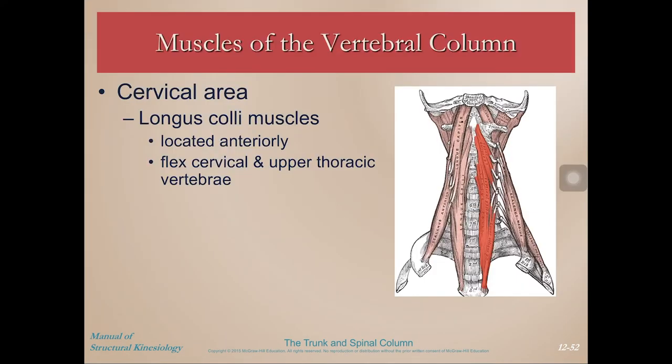Okay, muscles of the vertebral column. What we just looked at were muscles that move the head and also maybe the cervical region, but now we're just going to look at muscles that are only in the vertebral column. So first we have the longus colli muscles on the anterior aspect, and these flex the cervical and upper thoracic vertebrae. You can see how they're running down here along the bodies of the vertebrae from vertebra to vertebra.